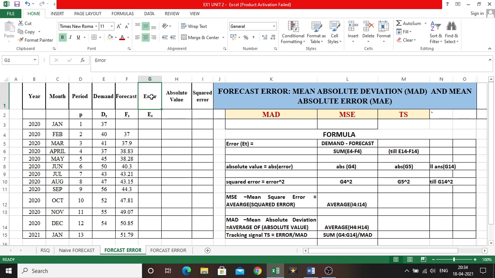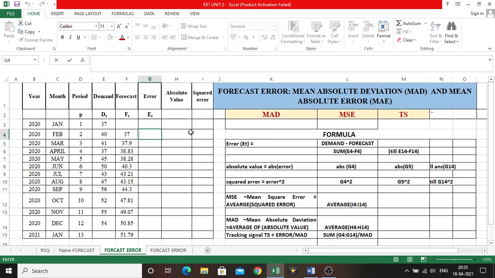We have to calculate error, absolute value and squared error so that we can compute MAD, MSE and TS. Let us calculate one by one. First, we have to calculate how much error is existing in these given values. So, for that the formula is, this is the formula, that the error can be calculated by subtracting the forecast from the demanded value. So, here the formula goes like this.